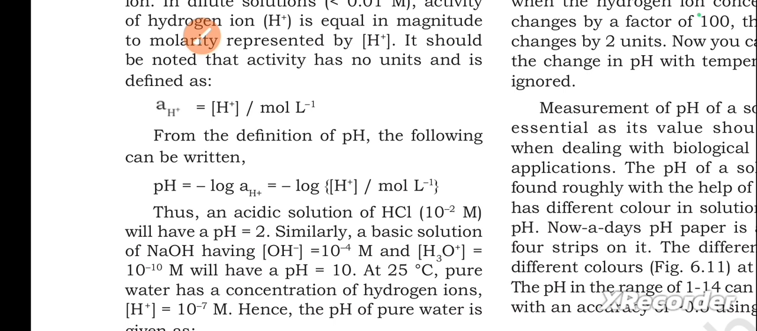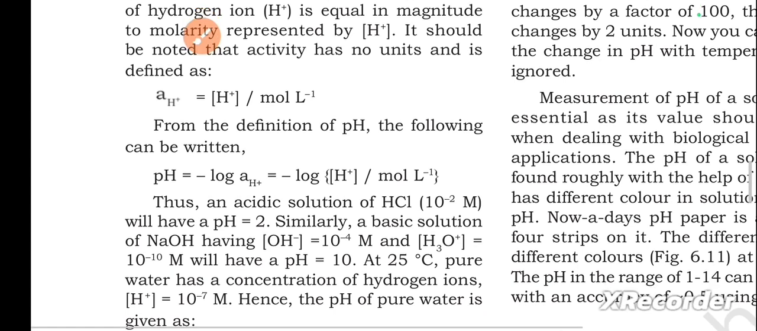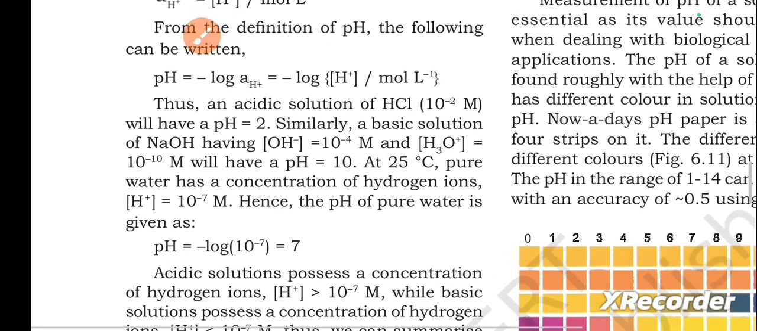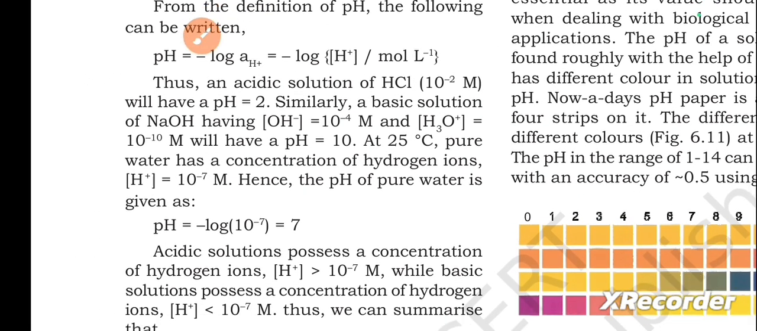Thus, an acidic solution of HCl will have a pH equal to 2. Similarly, a basic solution of NaOH having [OH-] equal to 10^-4 M and [H3O+] equal to 10^-10 M will have a pH equal to 10. At 25 degrees centigrade, pure water has a concentration of hydrogen ions [H+] equal to 10^-7 M. Hence, the pH of pure water is given as pH equals 7.